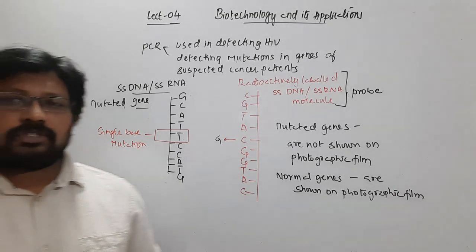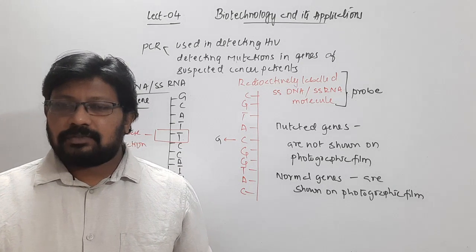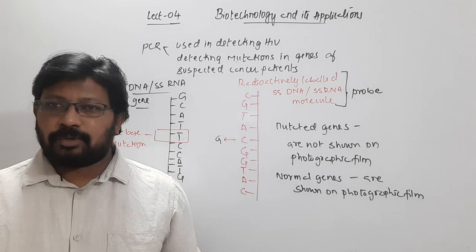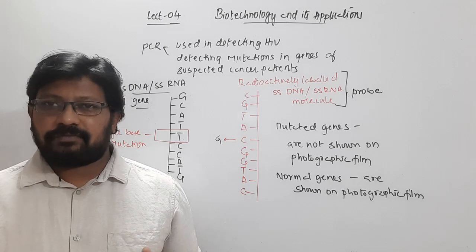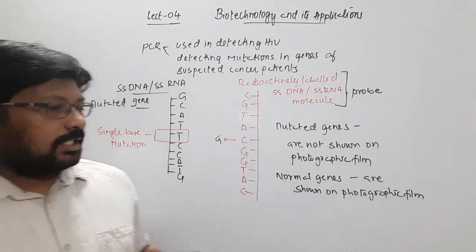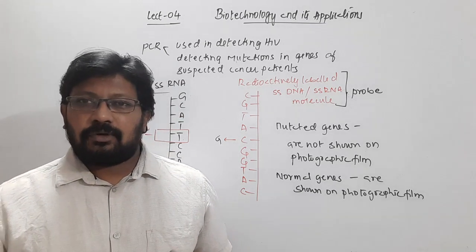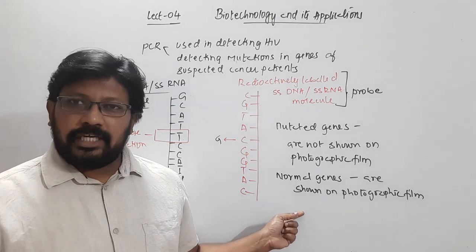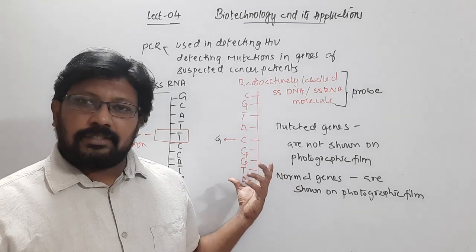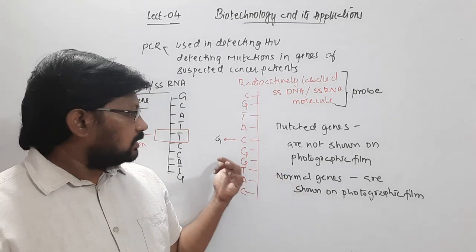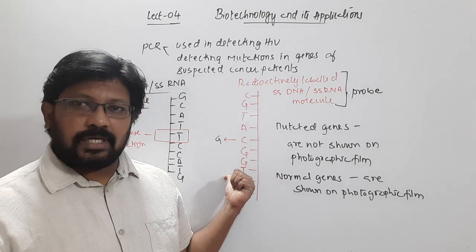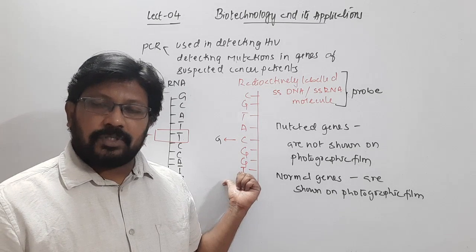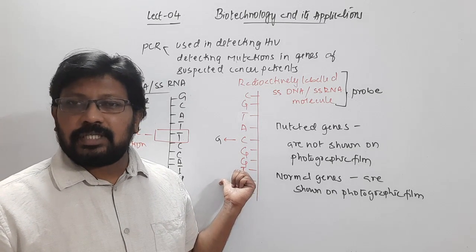So just like how you see the X-ray films, you might be knowing, when you broke your hand or leg, they might have taken that photographic film, so you can see clearly where the bone is broken. The same film will be used here to find out whether a particular gene is mutated or not. Because the complementary DNA or RNA is radioactively labeled, when exposed to a photographic film, it will show up on that photographic film.